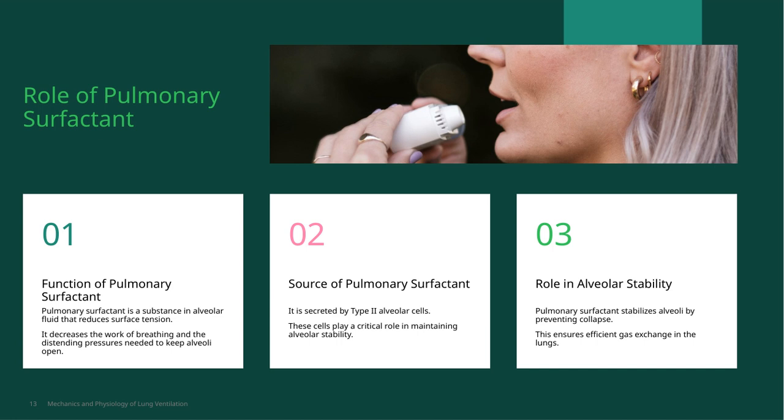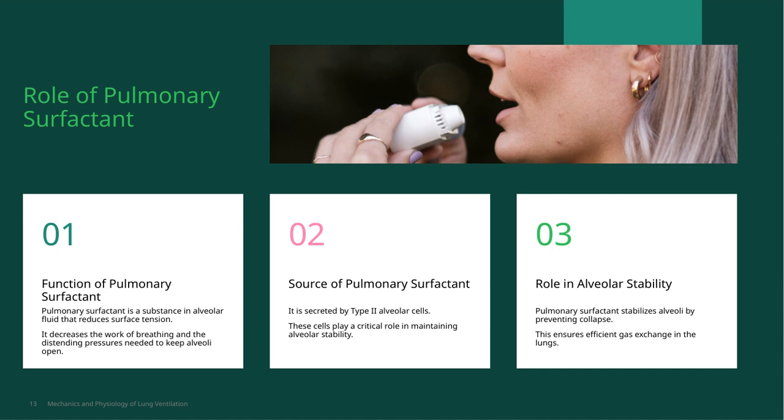Next, let's look at where this surfactant comes from. It is secreted by specialized cells known as type II alveolar cells. These cells are vital because they help maintain alveolar stability, ensuring that the lung structure remains functional and efficient for gas exchange.